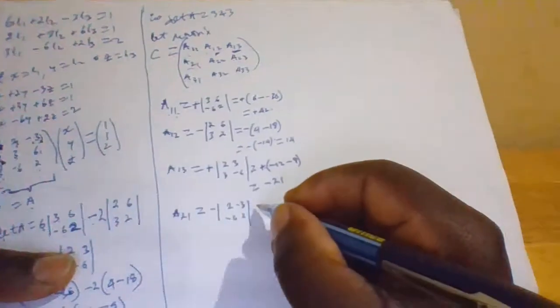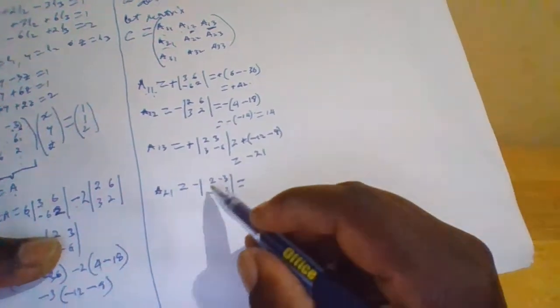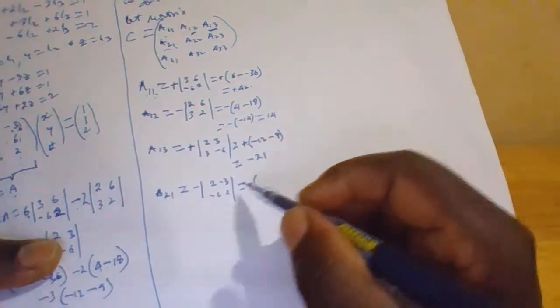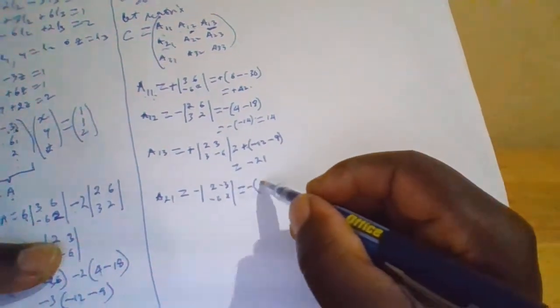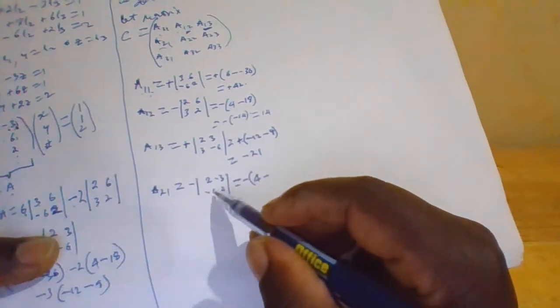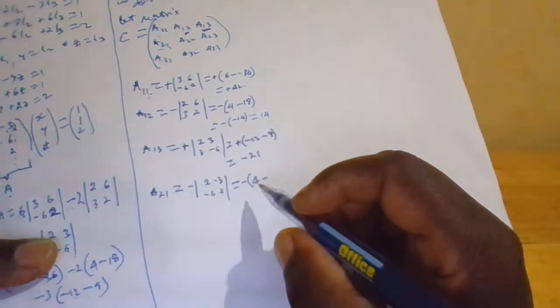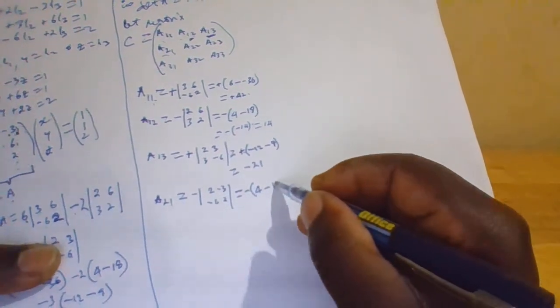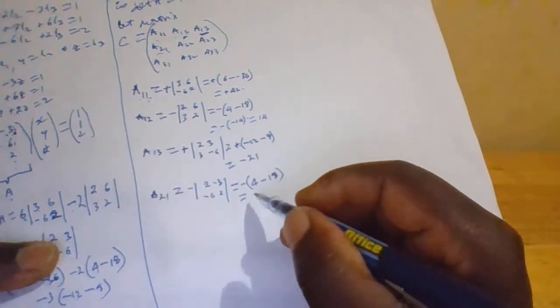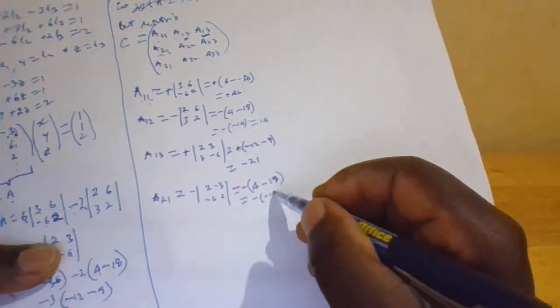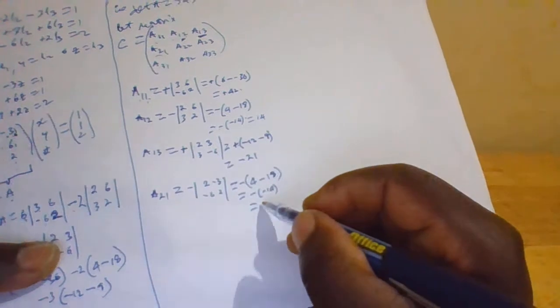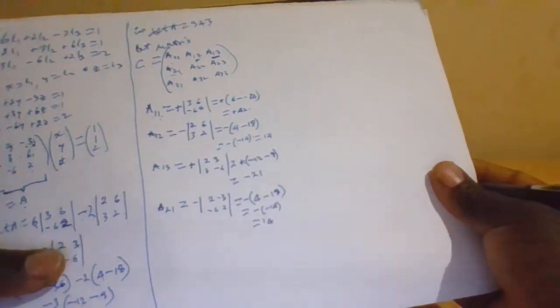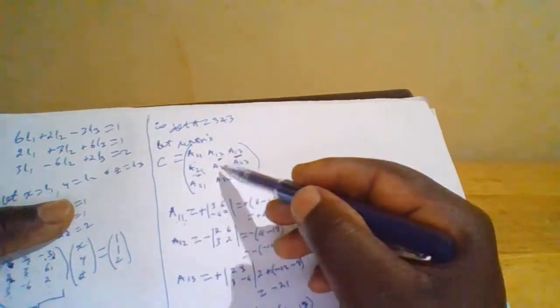So this equals minus, into 2 times 2, we have 4, minus negative 6 times negative 3, we have 18, which equals minus into minus 14, which equals positive 14. We are through with this element. We move on to the next element.